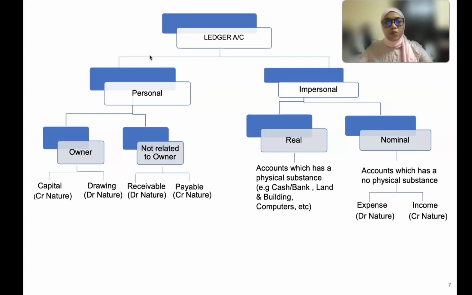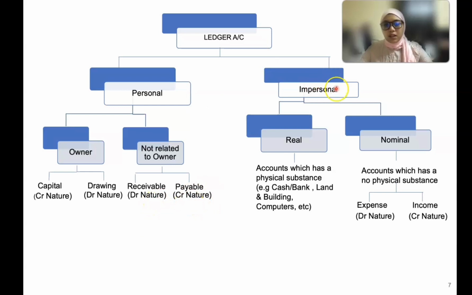Under ledger account there are two types of ledgers, personal and impersonal. Under personal there are owner related accounts and accounts not related to the owner. Under owner there are two accounts, capital and drawing. Capital is always a credit nature, drawing is always a debit nature. Under not related to owner accounts there are two accounts, receivable and payable. Receivable is always a debit nature, payable is always a credit nature.